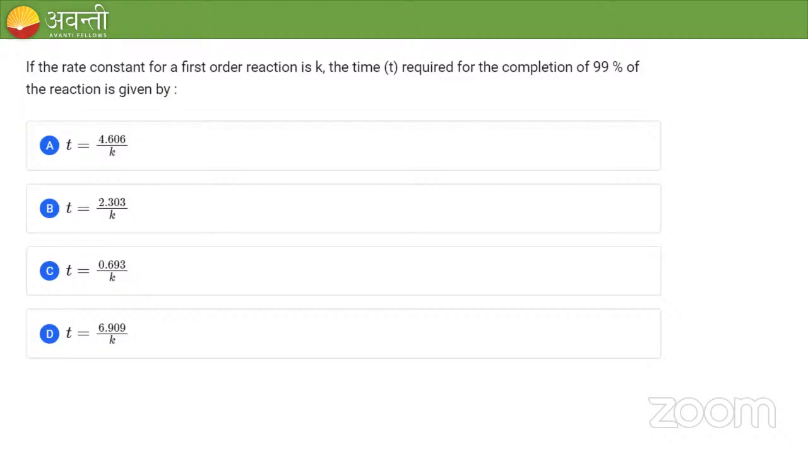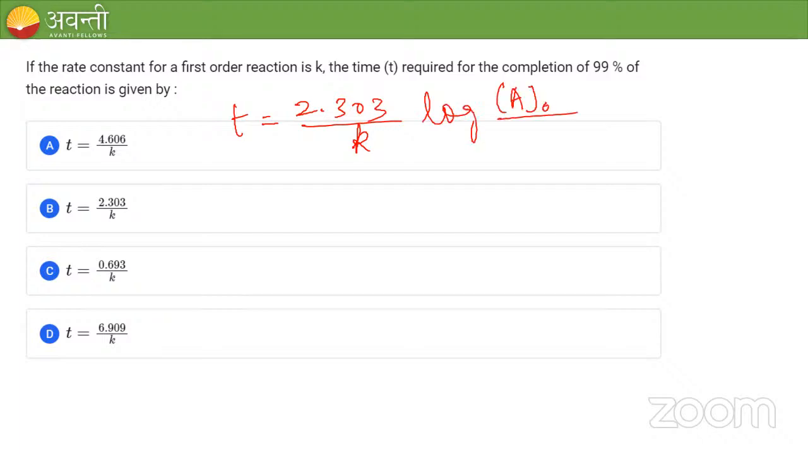If the rate constant for a first order reaction is k, the time required for the completion of 99% of the reaction is given by. How to solve this? So t is equal to, for first order reaction, 2.303 divided by k into log of initial concentration of A divided by concentration after time t. So this is the formula to find out t for first order.